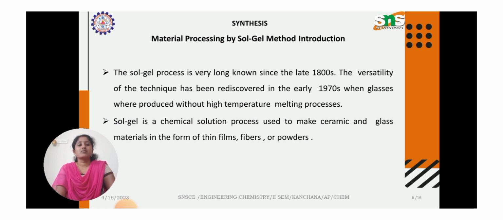The sol-gel process has been known since the late 1800s. The versatility of the technique was rediscovered in the early 1970s when glasses were produced without high temperature melting processes. Sol-gel is a chemical solution process used to make ceramic and glass materials in the form of thin films, fibers or powders.